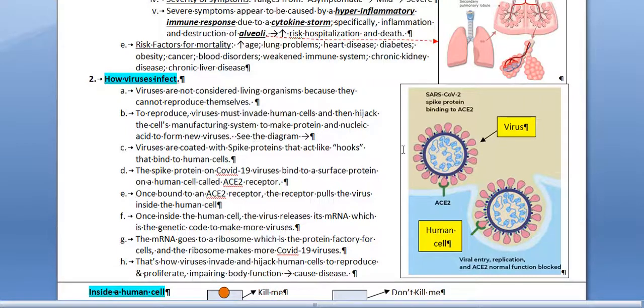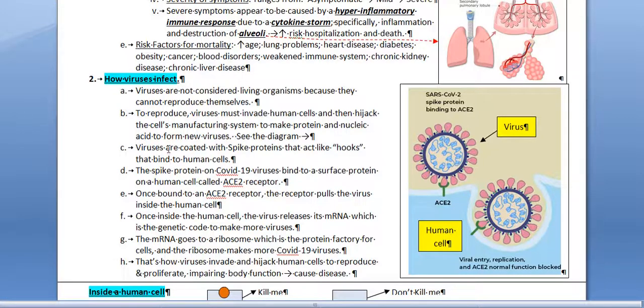So see the diagram. Here you have the COVID-19 virus. That's a virus. These are the spike proteins, and it's binding to a human cell. The blue thing is a human cell. When it binds to a human receptor, a receptor protein on the surface of a human cell, the function of these receptors is to pull in things that bind to them. So it's going to pull in the virus. That's how the virus gets inside the human cell.